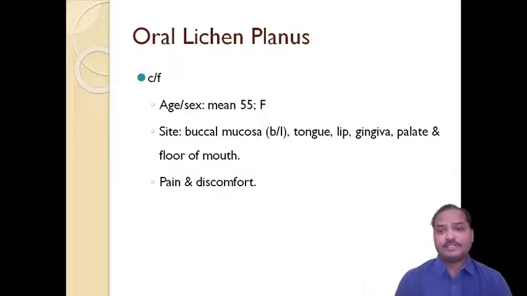The sites of this lesion in order of occurrence: most common is the buccal mucosa, which may be bilateral. It is very important that the disease is bilaterally present on the buccal mucosa, followed by tongue, lip, gingiva, palate and floor of mouth. This is in order of occurrence, meaning most commonly on the buccal mucosa and very rare on the floor of mouth. Often it is also associated with some pain and discomfort. Discomfort is more common, pain is a little less common unless there is an erosive type. We will come to it later.